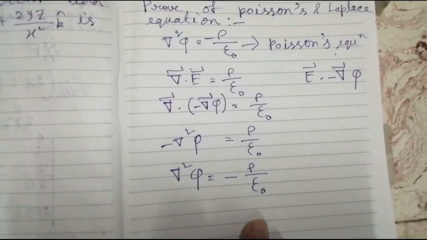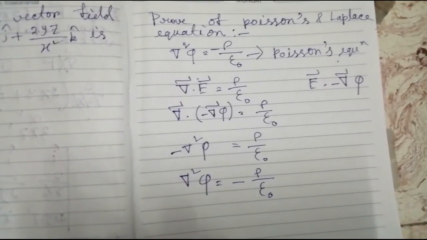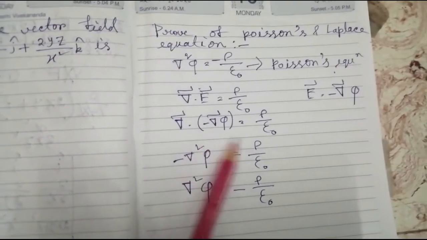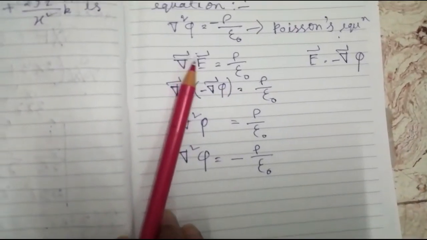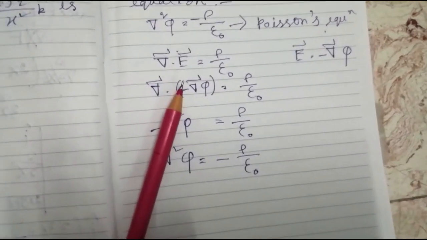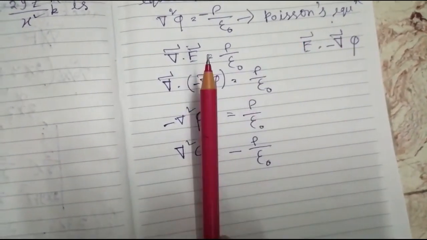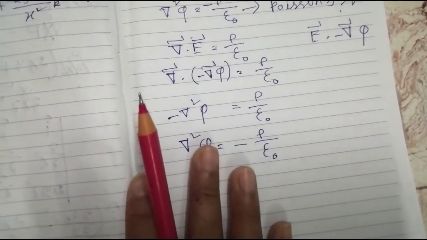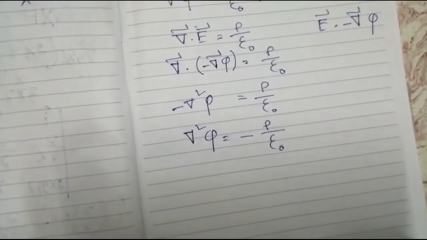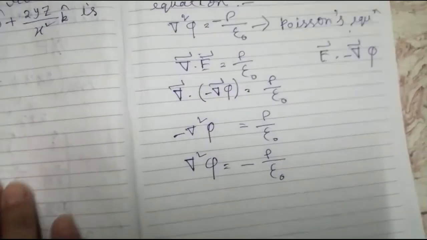Okay, so if you have to prove it, then you have to follow this method. Simply you first write down the differential form of Gauss's law, then you put the relation over here, then you can get it easily. Nabla square phi equal to minus rho by epsilon naught.